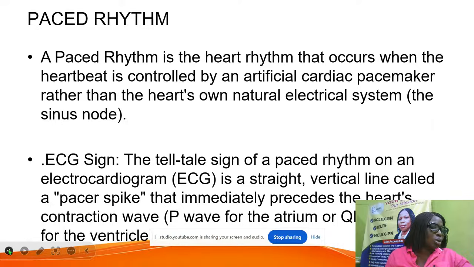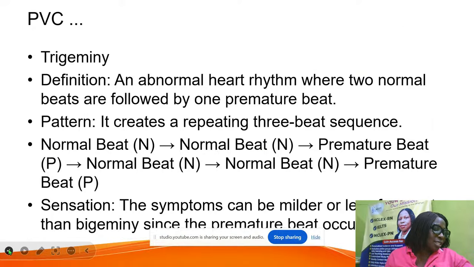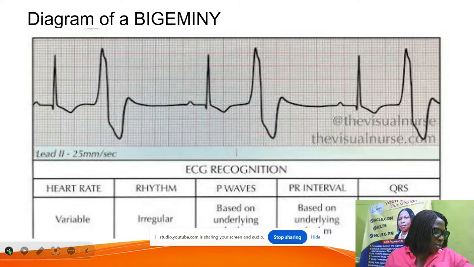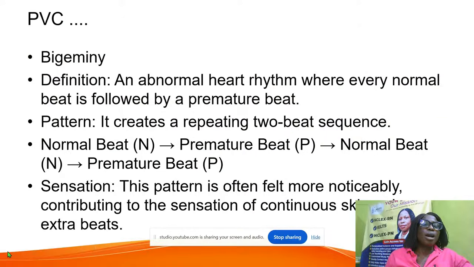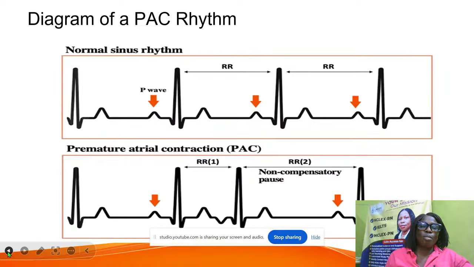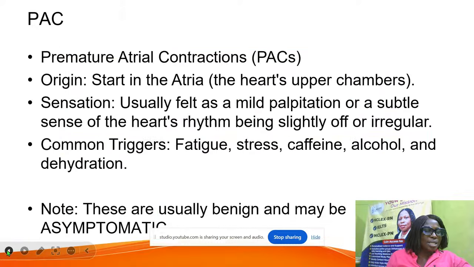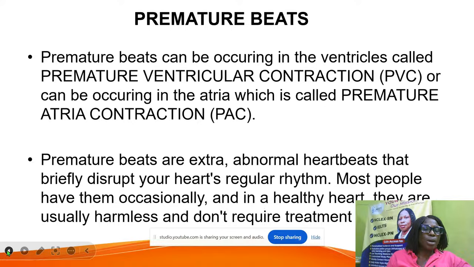Thank you so much. If there's no question for me, then we can end the class. Did you learn anything? You can see that this looks regular, but at the level of PVC, there's no regularity. So it ends up being an irregular reading. Did we learn anything? Look at PAC too. You can see that it is irregular. Why? Because of the premature beat. So premature beats, PAC, PVC, they are irregular.